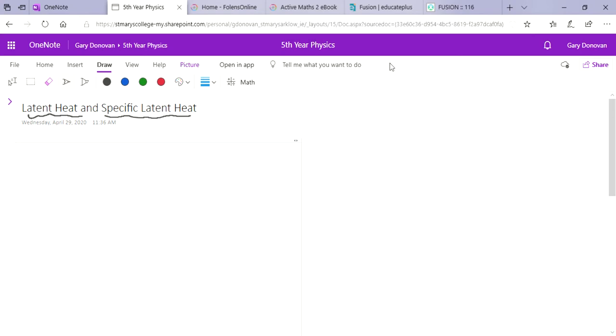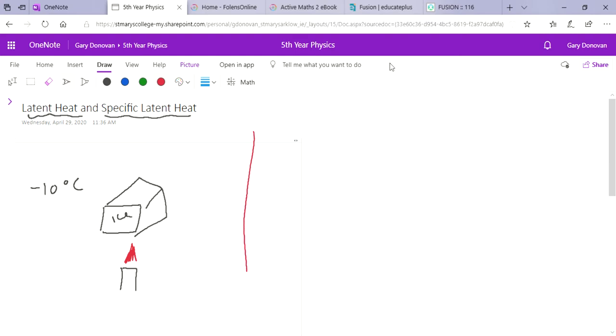So, latent heat. I want you to imagine you have an ice cube, and that ice cube is at a temperature of minus 10 degrees Celsius. You're going to heat up this ice cube with a Bunsen burner, supplying a constant heat, so the Bunsen burner is always at the same setting. Let's say you recorded the temperature of that ice cube every 5 seconds, and you kept doing this until all of that ice turned to steam.